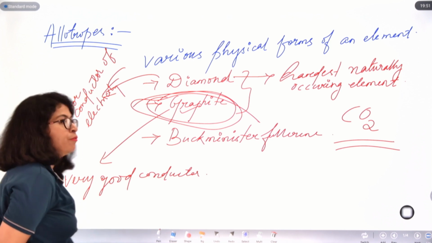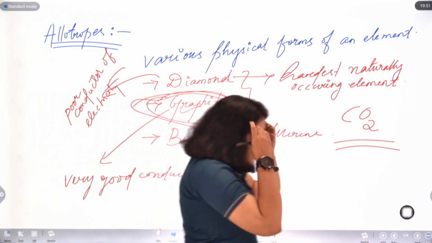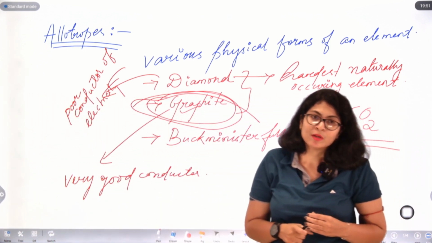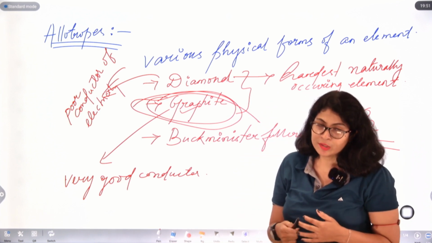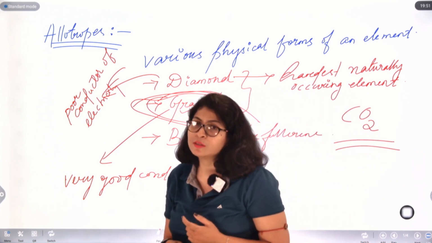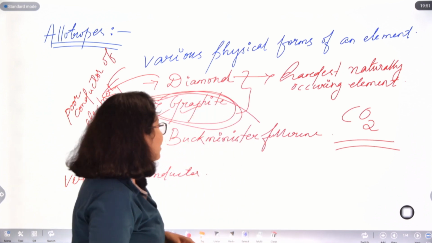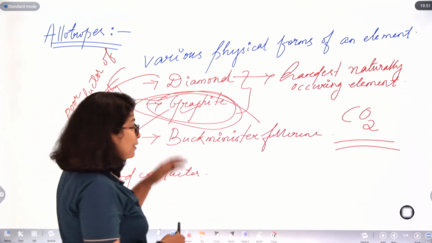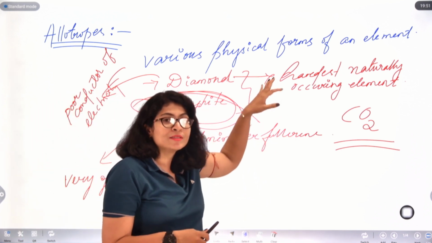Very good conductor of heat and electricity. But why is this? Both are made up of carbon. One is a very poor conductor of heat and electricity, and another is a good conductor of electricity. Why? The answer lies in their structure. Even the reason for their hardness also lies in their structure.